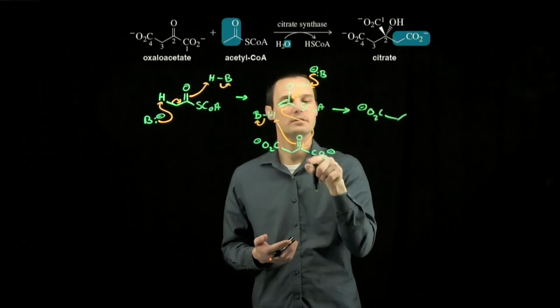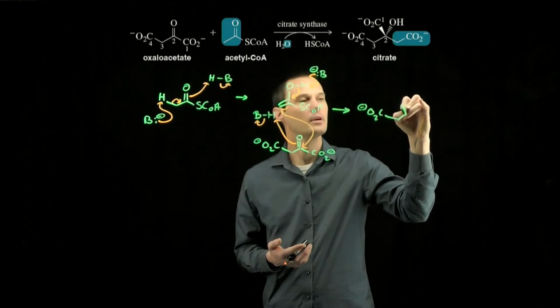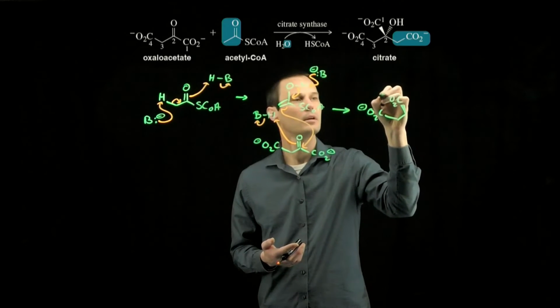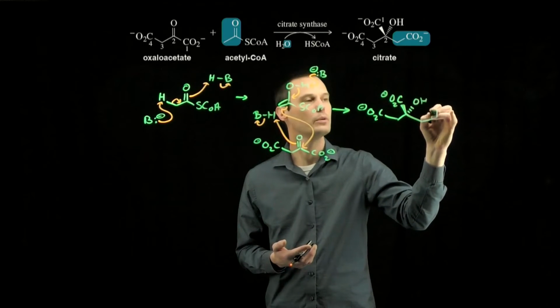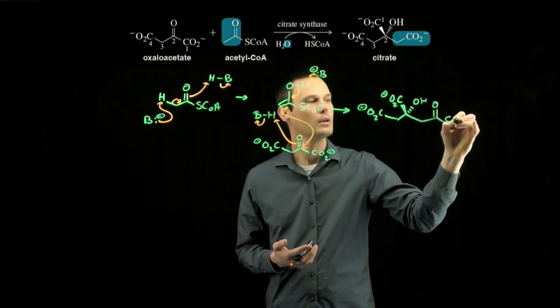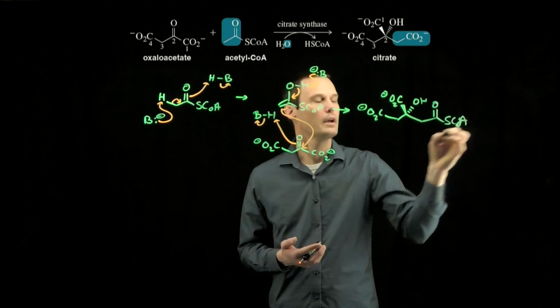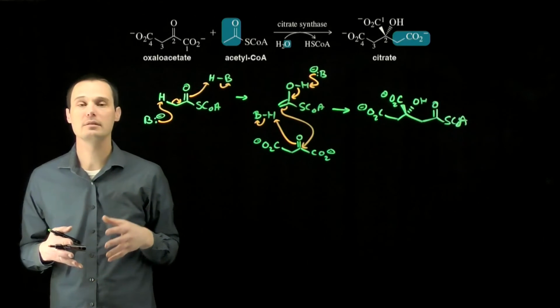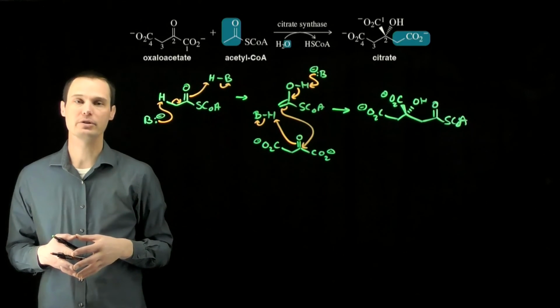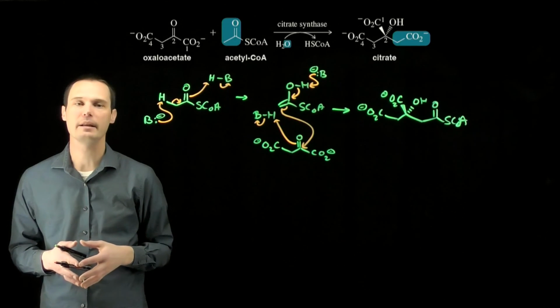I'm going to move this CO2- group up here to make room for our new acetyl-CoA side unit. So this is the immediate aldol product. This is the product of the first step of the formation of citrate from oxaloacetate and acetyl-CoA.